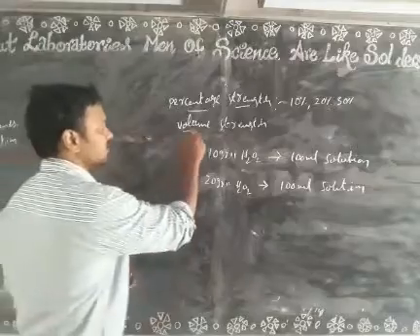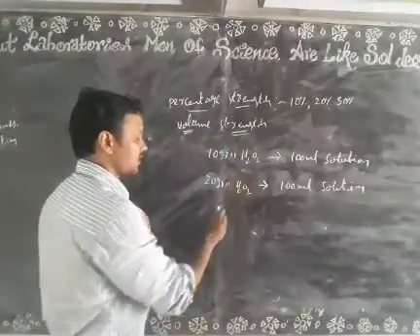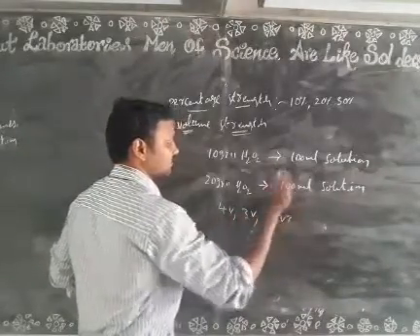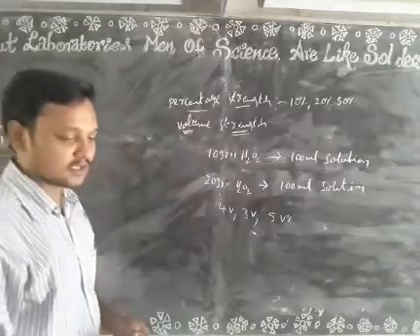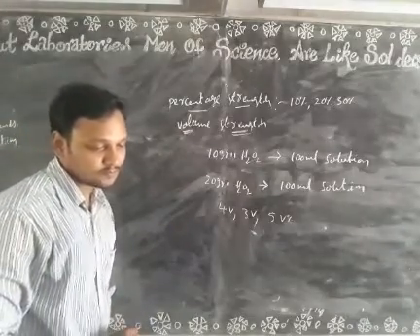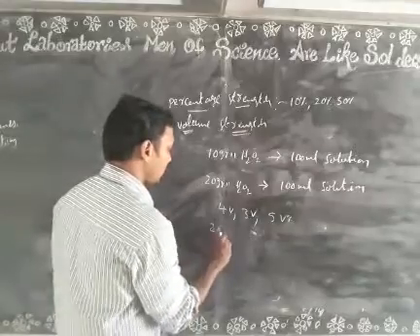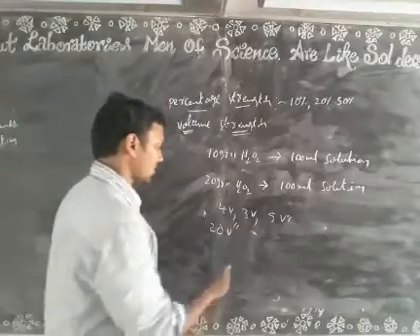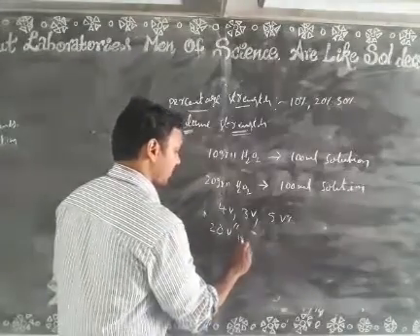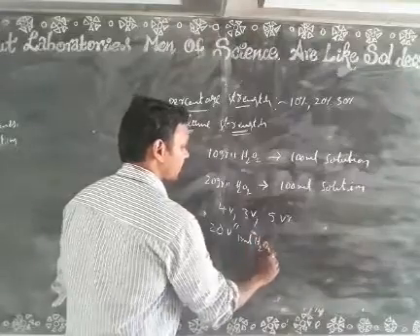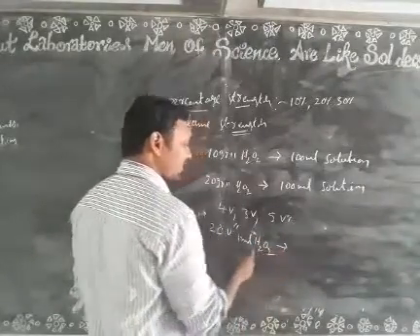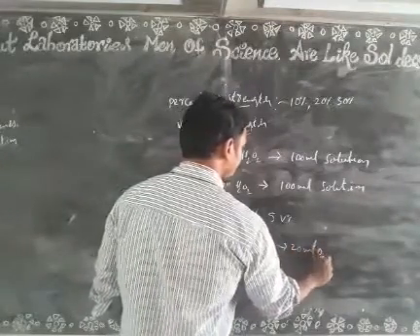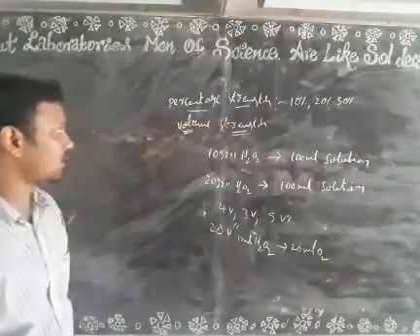Okay, now volume strength. Volume strength can be represented as 4V or 3V or 5V, like that. So what is volume strength? For example, if you take 20 volume of hydrogen peroxide, it means 1 ml of hydrogen peroxide decomposed gives 20 ml of oxygen. So it is called volume strength.